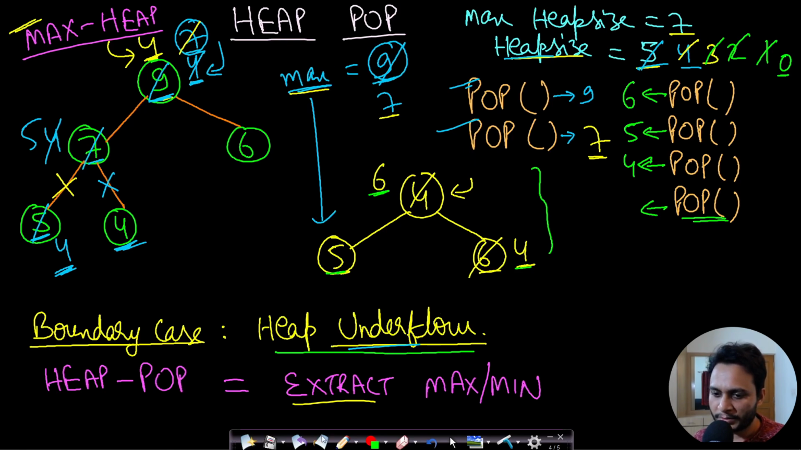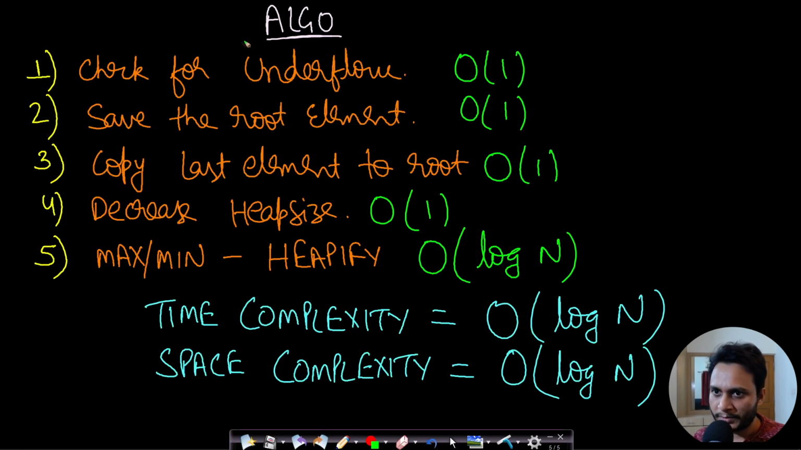I hope you were able to understand this. Now let us quickly look at the algorithm. The first step is to check for underflow, which takes just order of 1 time. The second step is to save the root element, which takes order of 1 time. The third step is to copy the last element to the root, which also takes order of 1 time. The fourth step is to decrease the heap size, which also takes order of 1 time.